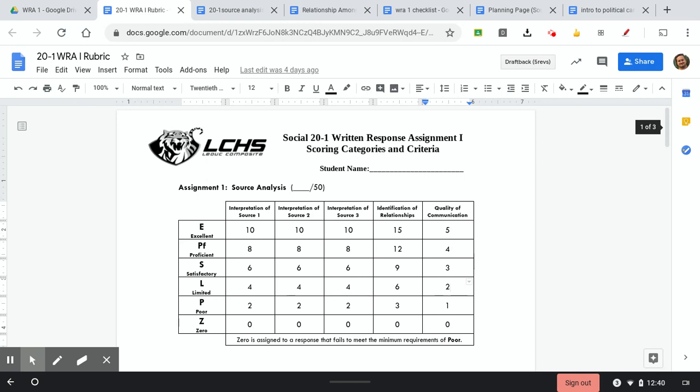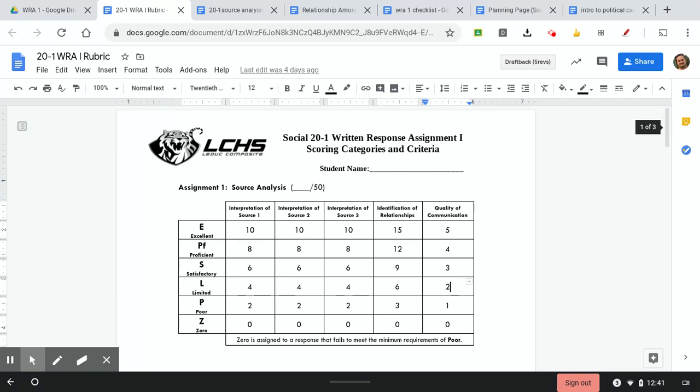I'm starting off just with the rubric open because I think this gives us an overall picture of what a WRA1 is. Now, in the -1 stream, you're learning how to do two different WRAs. A WRA1 is 3 source analysis paragraphs and then a paragraph describing how they relate to each other. It's fairly simple once you get the hang of performing a source analysis. So again, here we see what the rubric is for a -1 WRA1.